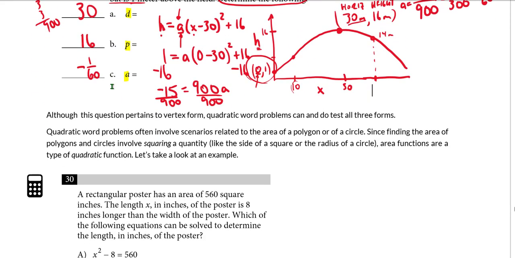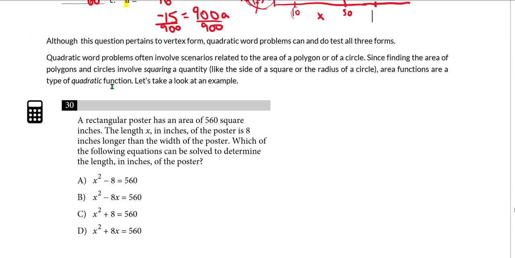Down at the bottom of the page, we're going to see another quadratic word problem, this one that involves an area of a polygon scenario. These are not uncommon on the test at all. Remember that when we find the area of polygons and circles, we are squaring a quantity, in the case of a square, or in the case of a radius of a circle. Remember, to find the area, we square the radius. To find the area of a square, we do the side squared.